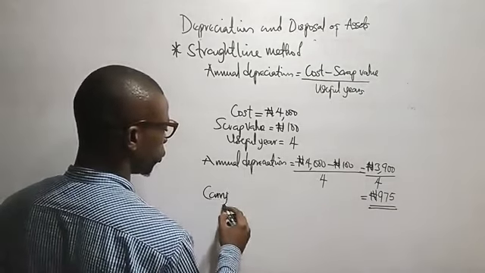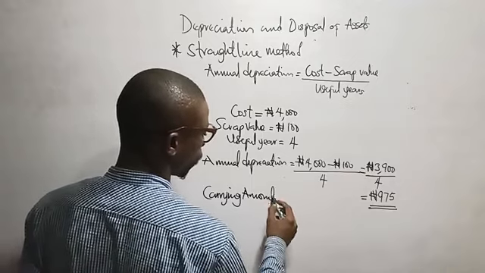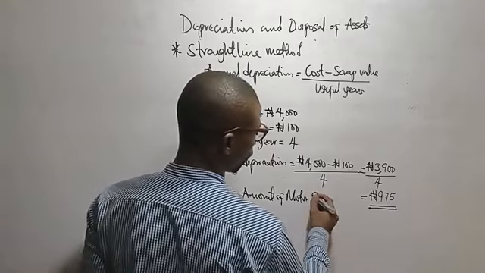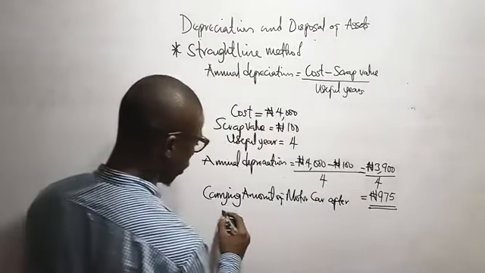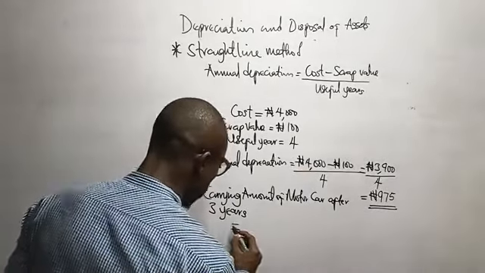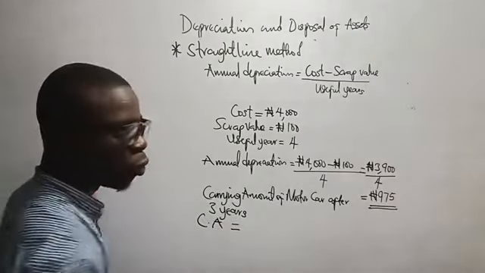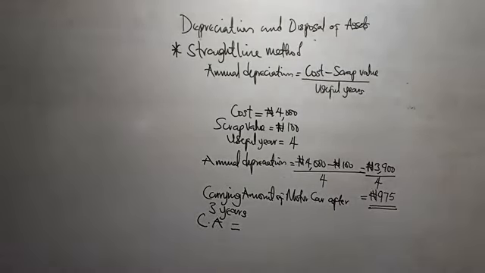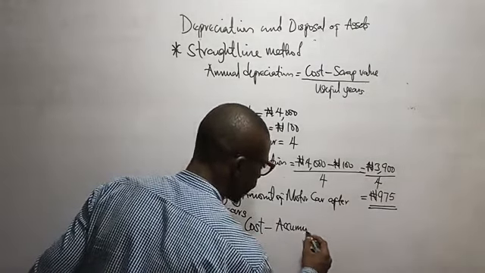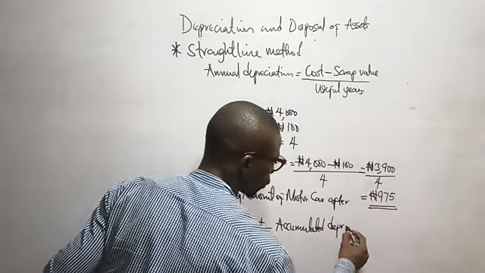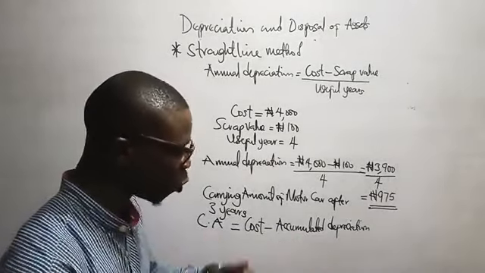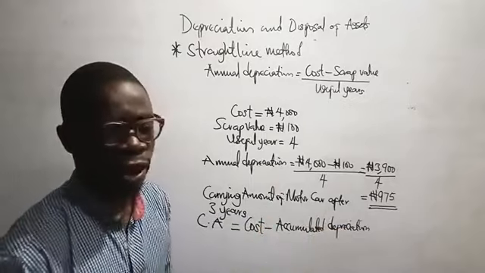The carrying amount of the motor car after 3 years, maybe at the end of 3 years. So to calculate carrying amount, CA, what is the formula for calculating carrying amount? It is cost minus accumulated depreciation. And what do you mean by accumulated depreciation? It is the depreciation that has happened from when the asset was purchased till when you are calculating the carrying amount. Look at this now.